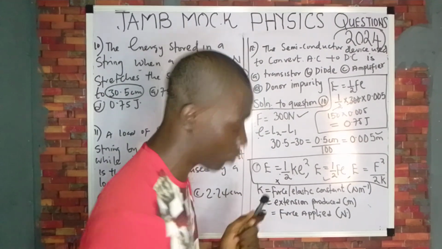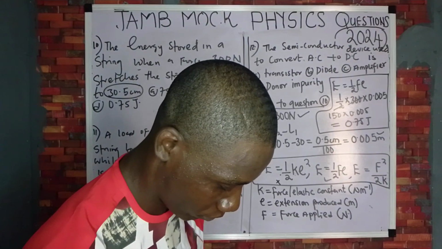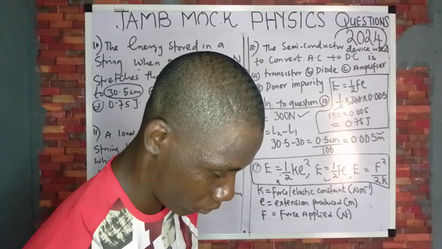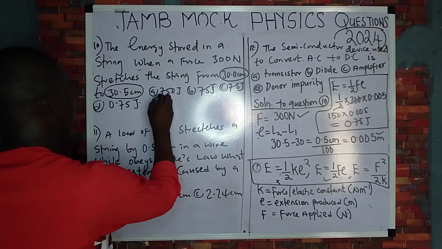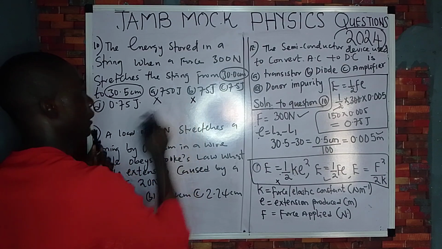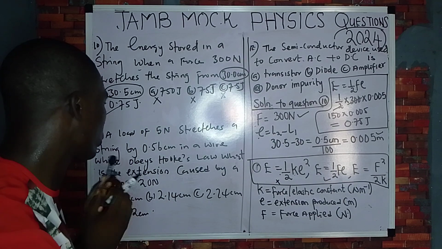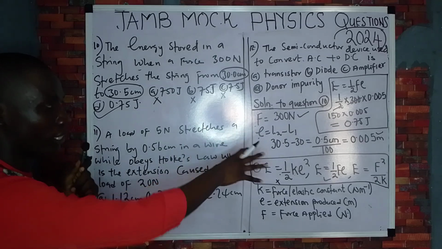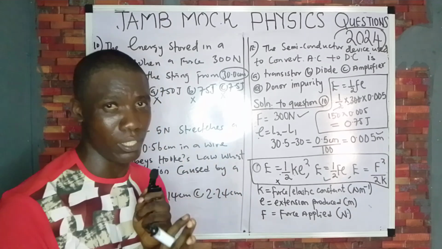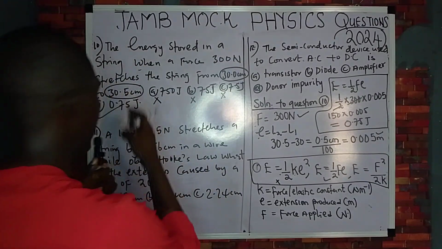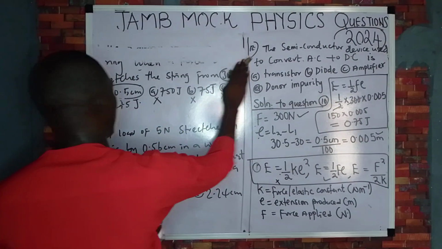Let's use my calculator to confirm if I am correct. Wow, wonderful. That's 0.75 joules. Is the answer A? No. Is the answer B? No. Is it C? No. The answer is what? D. Wow, that's so interesting. So take it. I'm not solving this question just to solve. I'm using it as a medium to teach you in details how to solve problems involving energy stored in a string. Let's create a space for ourselves for question number 2.